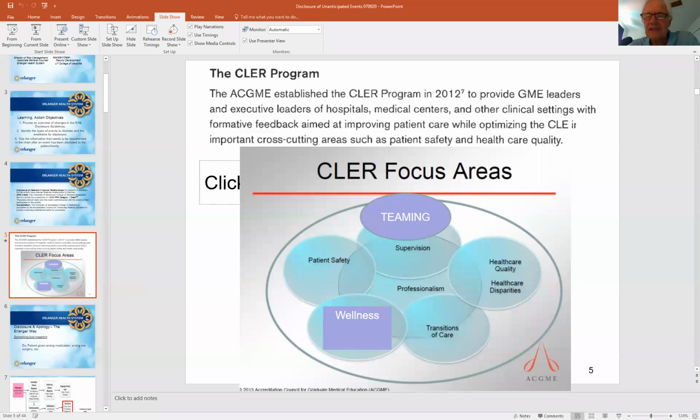Another area is transitions of care, and the transitions of care has to do especially with how you do your shift-to-shift handoffs and other handoffs when you're leaving a service and somebody else is coming on. So those transitions of care are critical. They're critical to patient safety, and they're critical for you to understand the patients you're taking care of.